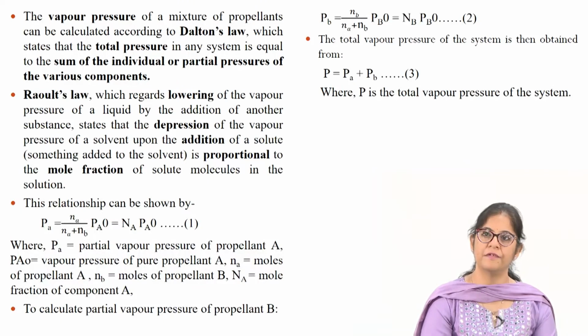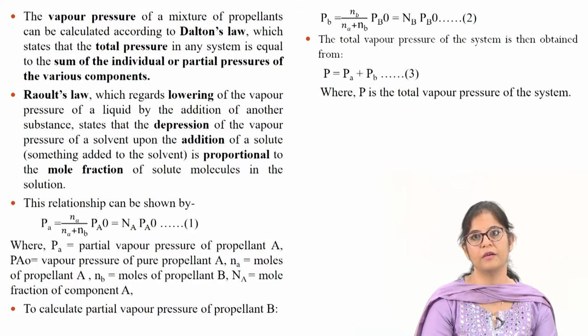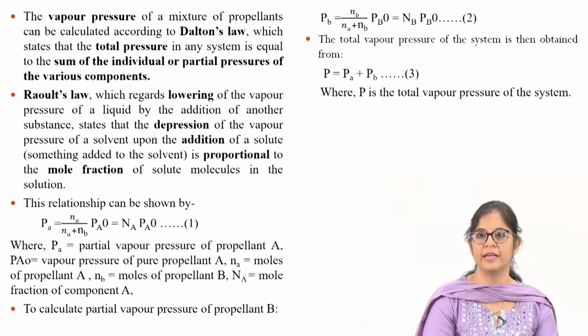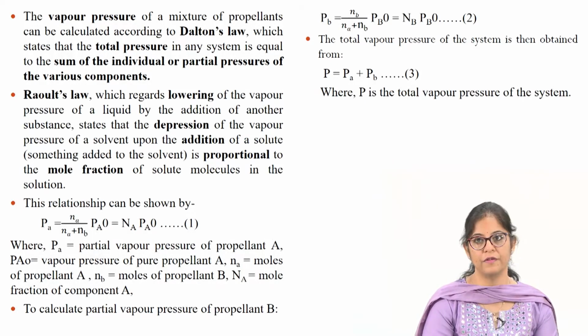The vapor pressure of a mixture of propellants can be calculated according to Dalton's law, which states that the total pressure in any system is equal to the sum of the individual or partial pressures of the various components. Now, Raoult's law, which regards the lowering of vapor pressure of a liquid by addition of another substance, states that the depression of vapor pressure of a solvent upon addition of a solute to the solvent is proportional to the mole fraction of the solute molecules in the solution.